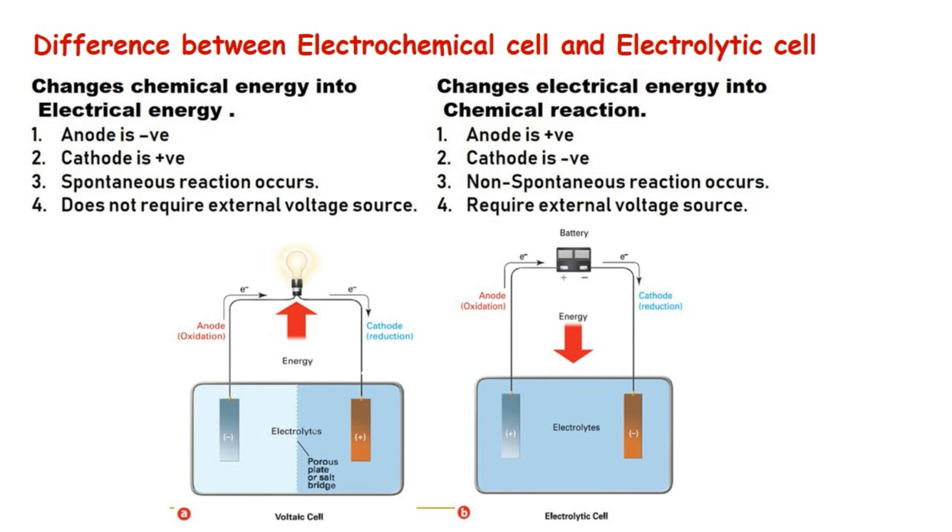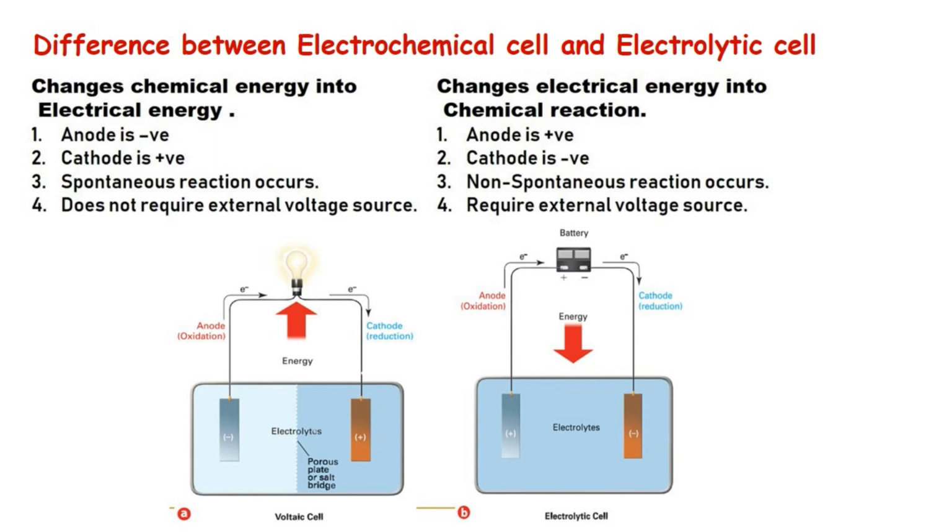As you can see in the diagram, it's mentioned here. The first one is an electrochemical cell, a voltaic cell. The second one is an electrolytic cell. So A represents an electrochemical cell where we can see energy is being produced, and anode is negative here, cathode is positive here. But always anode undergoes oxidation, cathode undergoes reduction.